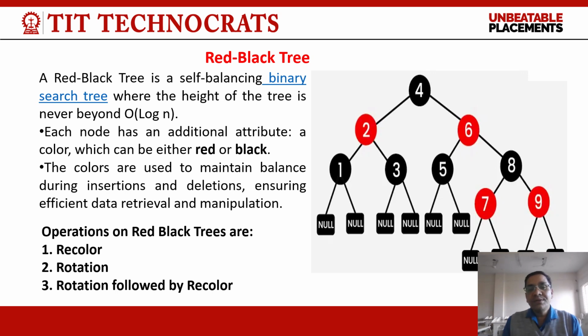There are different operations associated with red black trees. The first operation is recolor. Recolor means a red node can be colored black and a black node can be colored red. Rotations: like an AVL tree, a red black tree also performs rotations. There are four types of rotations. Rotation followed by recolor: after we rotate, we can also perform recolor.